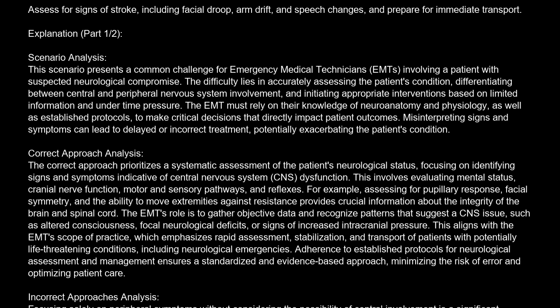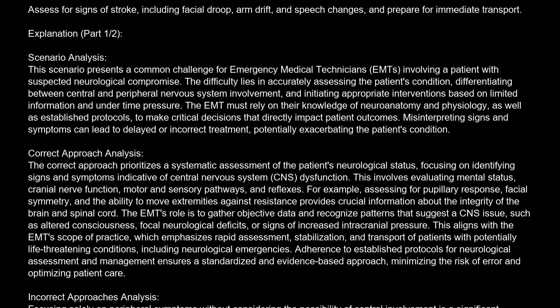Correct approach analysis. The correct approach prioritizes a systematic assessment of the patient's neurological status, focusing on identifying signs and symptoms indicative of central nervous system (CNS) dysfunction. This involves evaluating mental status, cranial nerve function, motor and sensory pathways, and reflexes. For example, assessing for pupillary response, facial symmetry, and the ability to move extremities against resistance provides crucial information about the integrity of the brain and spinal cord.